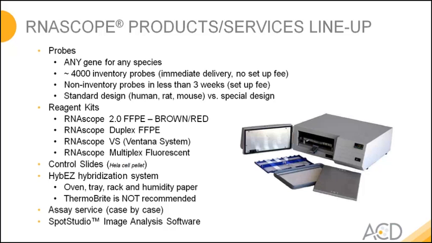Then I showed you that we have several reagent kits available for different applications. So we have singleplex kits that are designed for formalin-fixed tissues in brown and in red. We have this duplex kit for FFPE that I showed. We have reagents for the Ventana system and also for the Leica system. And we do have a fluorescent multiplex kit, which comes as a 3-plex. We can provide control slides. These are HeLa cells, or if you are in mouse, for example, we provide 3T3 cell pellets as a control system.